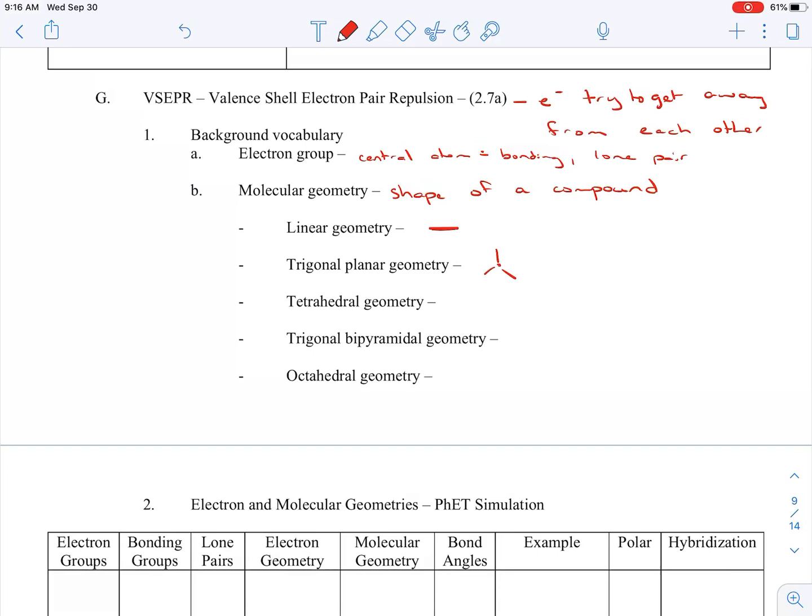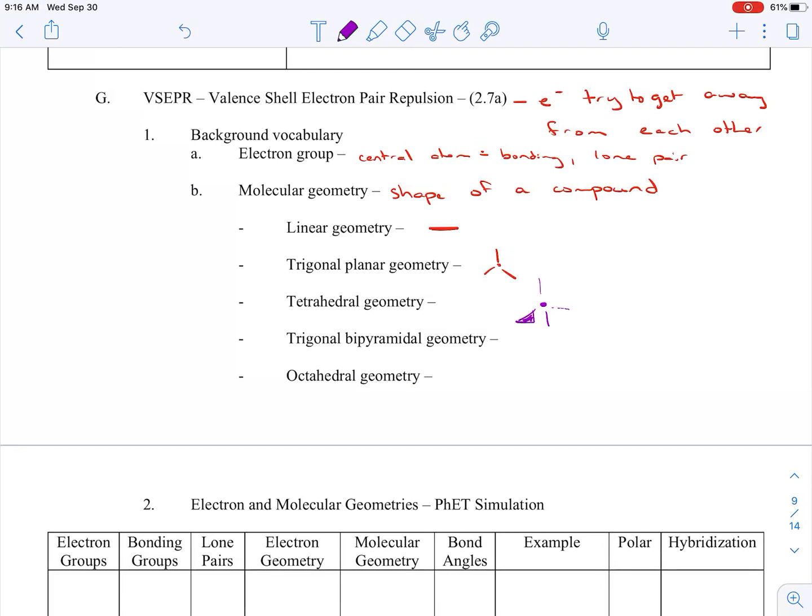Remember, our electrons are trying to get as far away from each other as possible, so that's what we're talking about. Now, tetrahedral is where we move into 3D, and this one's a little tougher to draw, especially since we only have paper here. We have our central atom right there, one kind of coming up, one kind of coming out at us, one going to the back and one there, and it kind of makes a pyramid with a top on it.